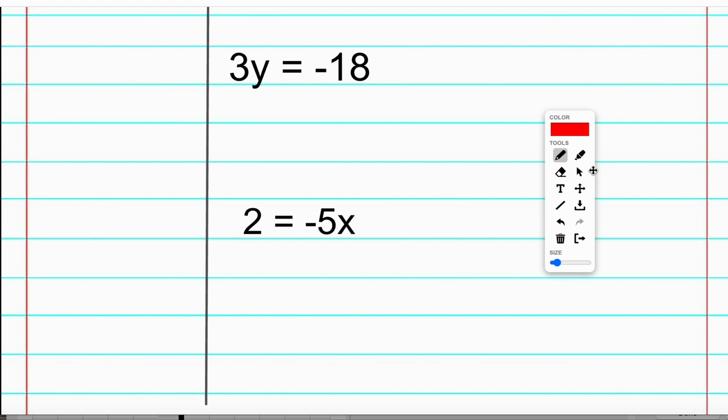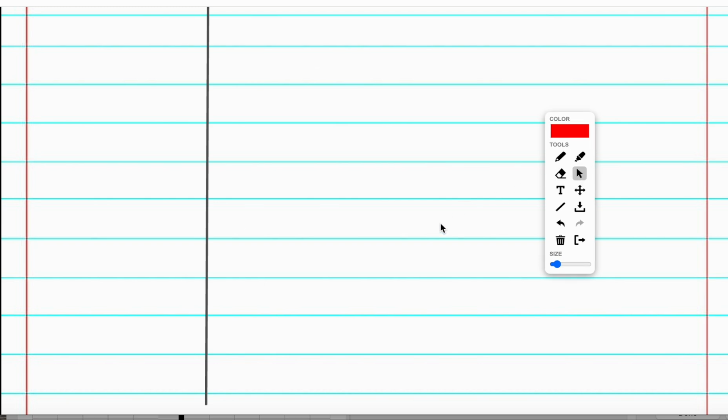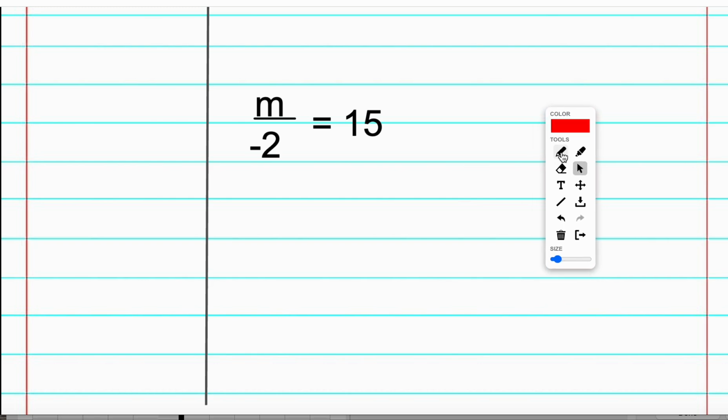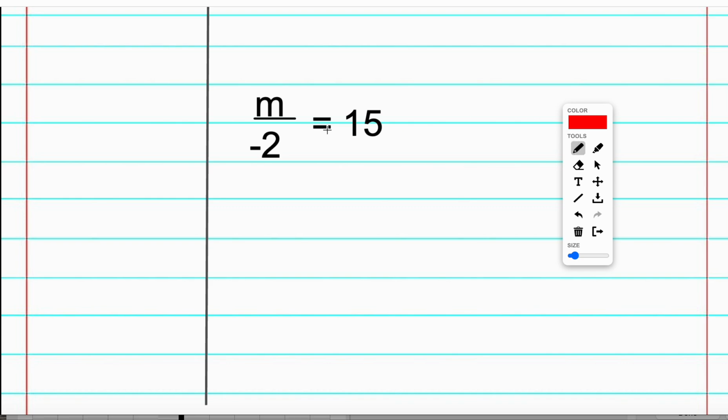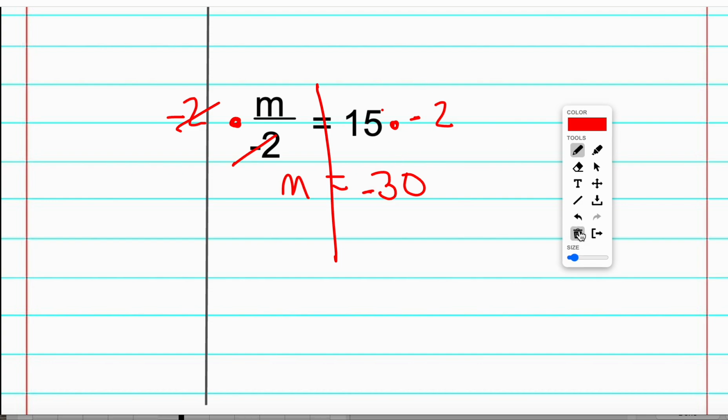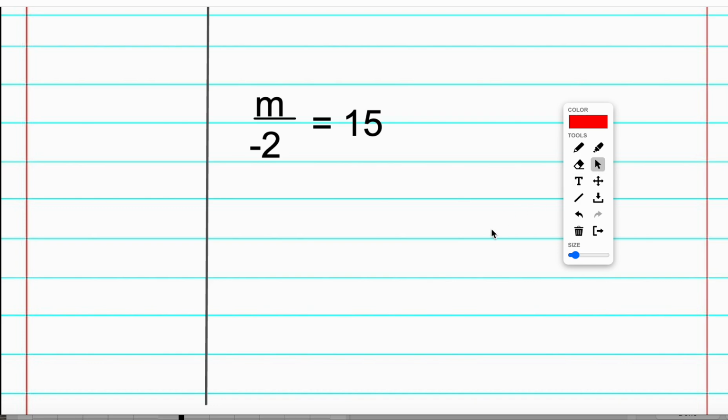All right, let's look at one more on a one step, which is the division. So when you divide, the opposite would be multiplication. So remember how to show multiplication with a dot on the side, and we're multiplying, we've got to get rid of that negative, so multiplying by negative 2. These cancel. m equals 15 times 2 is 30. Positive times a negative is a negative 30. All right, let's go on to two steps.